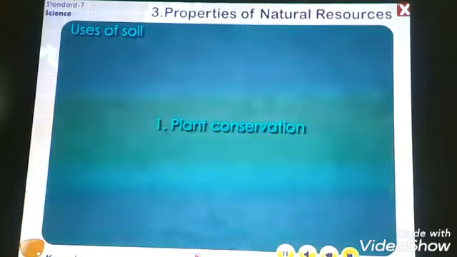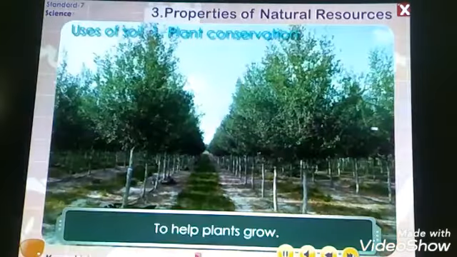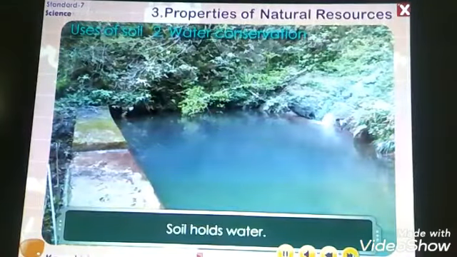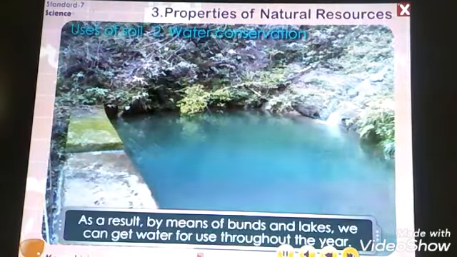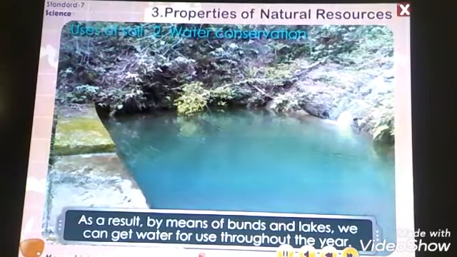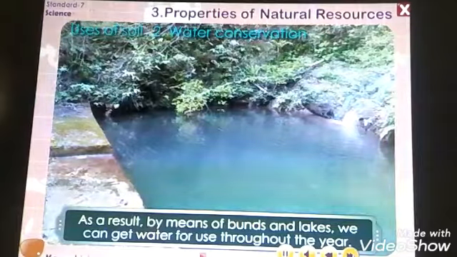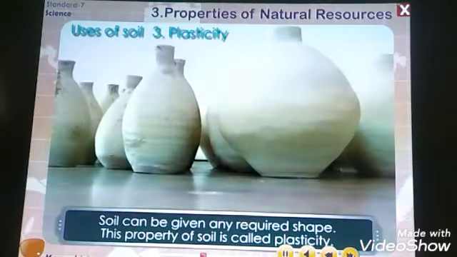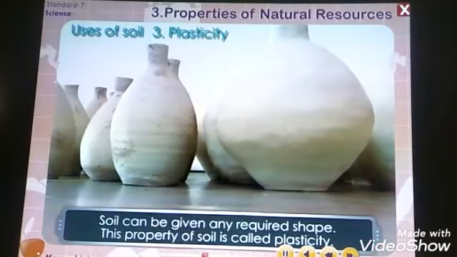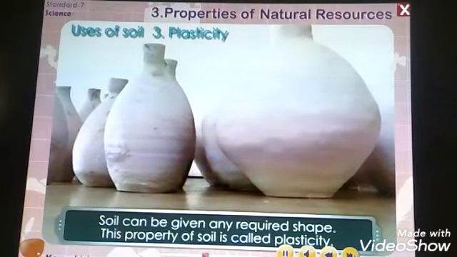Uses of soil. Plant conservation, to help plants grow. Water conservation. Soil holds water. As a result, by means of bunds and lakes, we can get water for use throughout the year. Plasticity. Soil can be given any required shape. This property of soil is called plasticity.